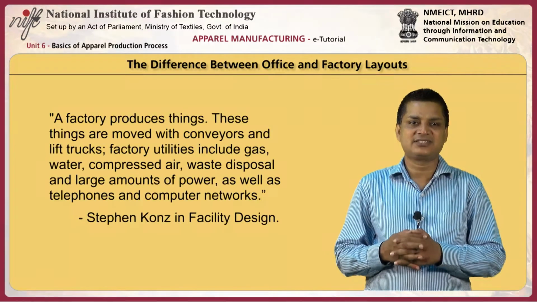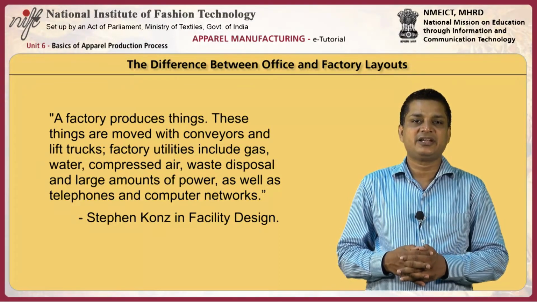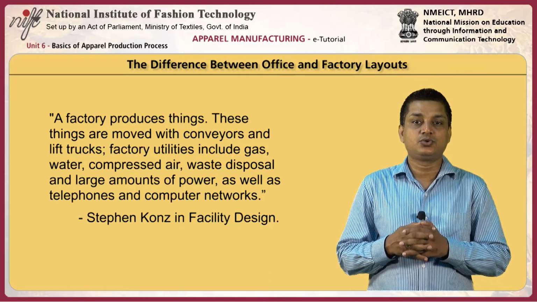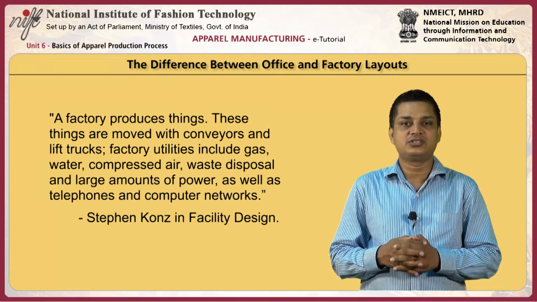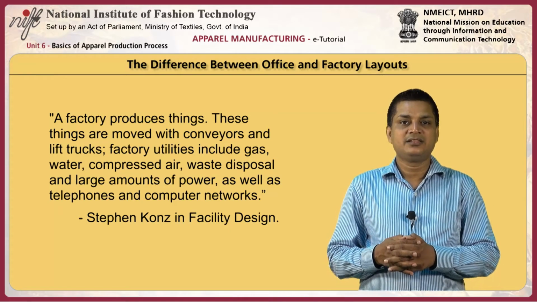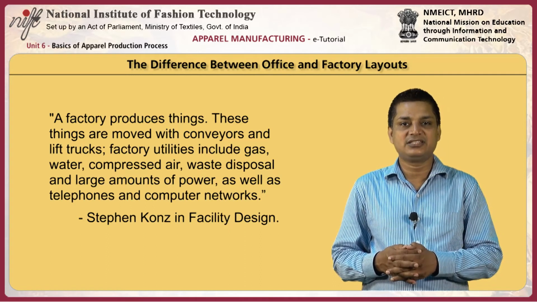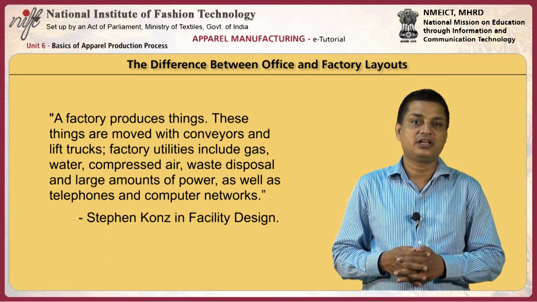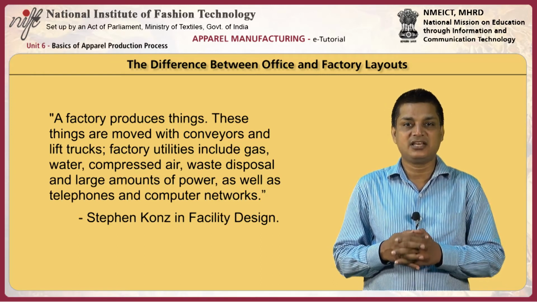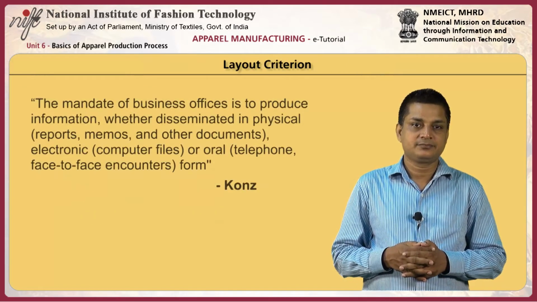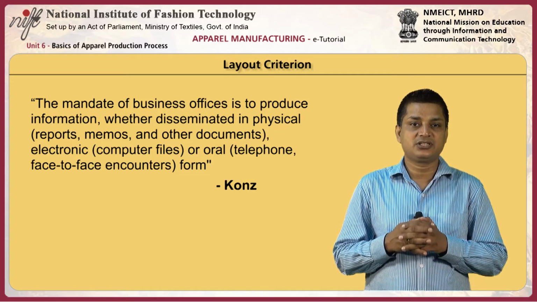Offices and manufacturing facilities are typically designed in different ways, a reflection of the disparate products that the two entities make. A factory produces things, wrote Stephen Cohn in Facility Design. These things are moved with conveyors and lift trucks. Factory utilities include gas, water, compressed air, water disposal and large amounts of power, as well as telephones and computer networks. A layout criterion is minimization of transportation cost.